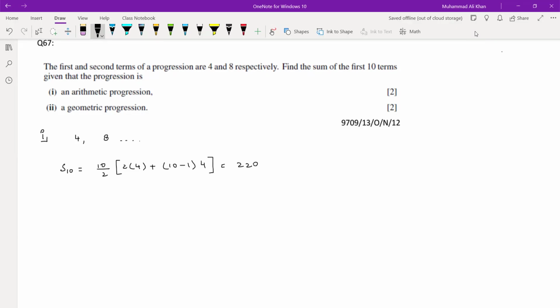220. In the second part, if the progression is geometric, then S10 equals a times (r to the power n minus 1) divided by r minus 1. What is r? 8 divided by 4. What is the answer? 4092 is the result. A question of 4 marks. Simple question.